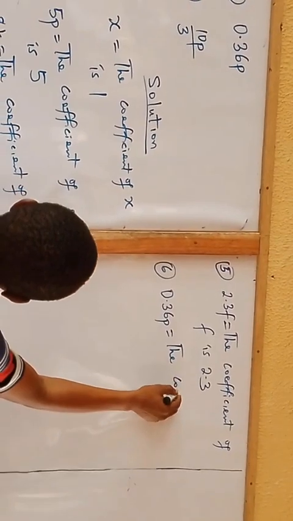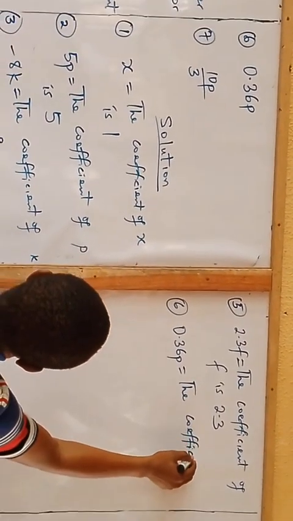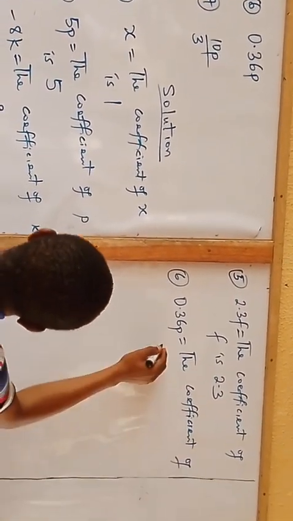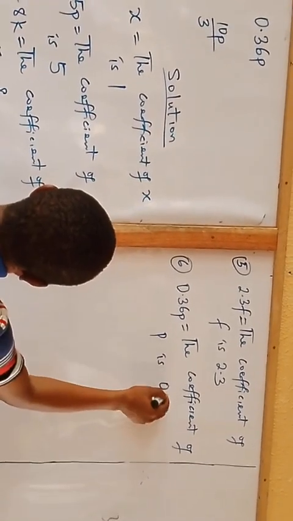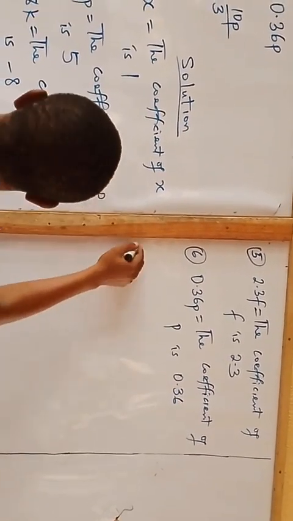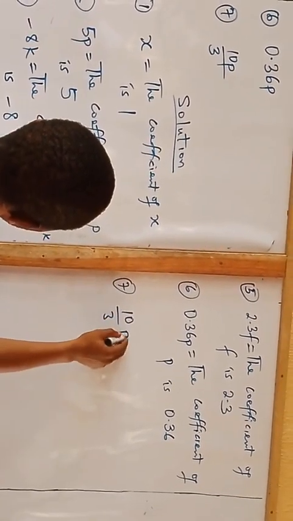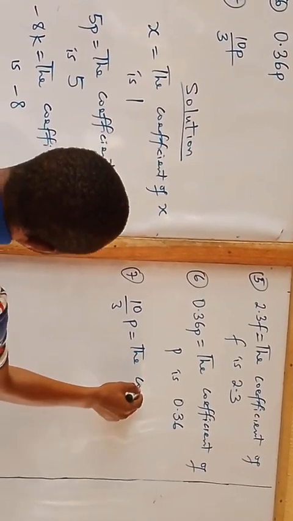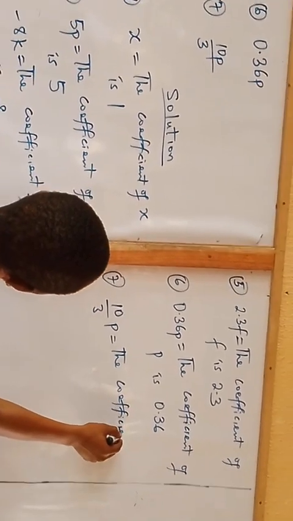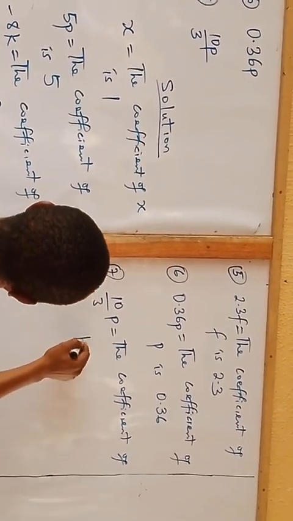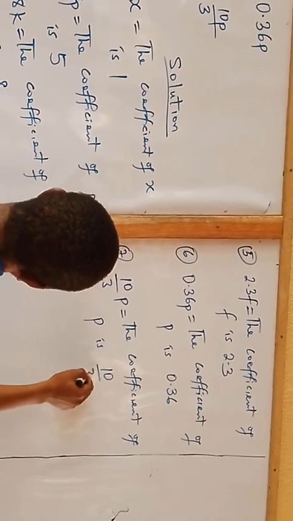The coefficient of p is 0.36. And question 7, we have 10 over 3p. The coefficient of p is 10 over 3.